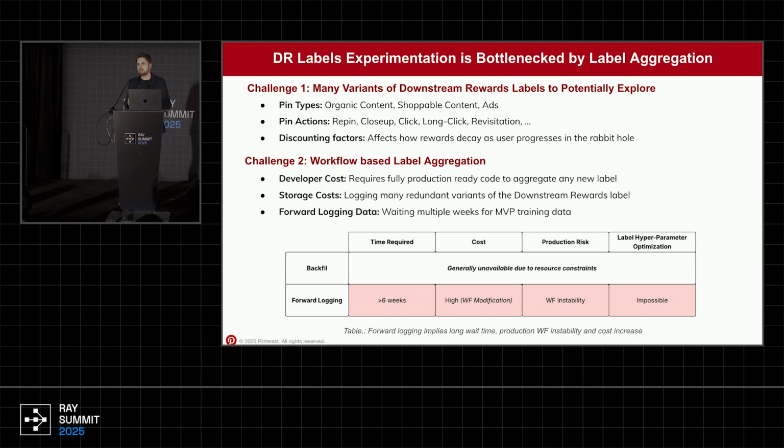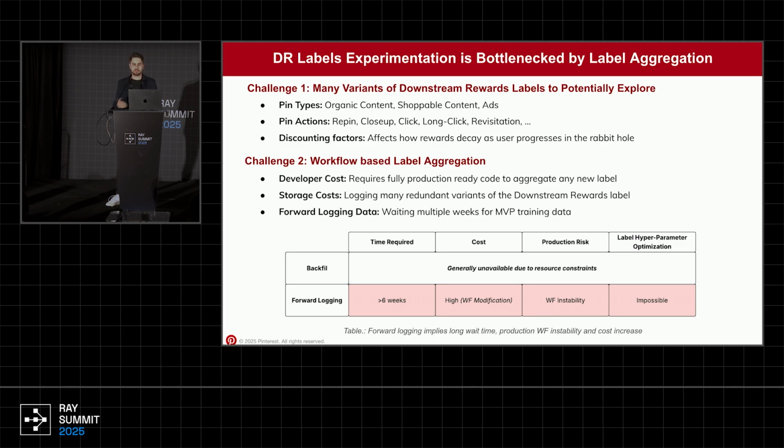There are multiple challenges, not just the forward-looking nature, but also the nature of these downstream rewards themselves. You can optimize for a variety of actions, for combinations of actions, and because this is working with sequences and the actions are happening in the future, you can also work with discounting factors. So ideally, you would want to be able to run some hyperparameter search over, say, the discounting factors. The most important challenge here that Kritar has already spoken about is that we were calculating these labels in Spark-based workflows. And this is really difficult because every time you want to experiment with a new label, you're introducing added cost, you have to modify the production workflow, and most importantly, you have to wait for the data to forward log, which takes a lot of time.